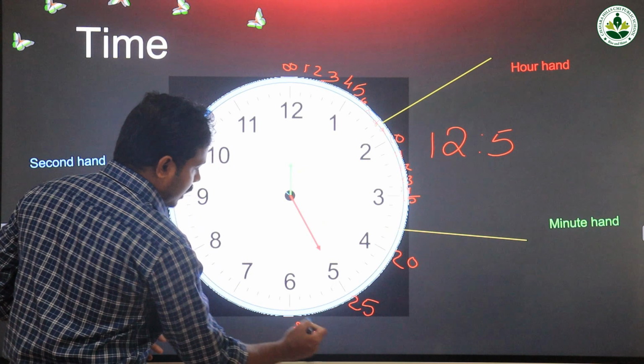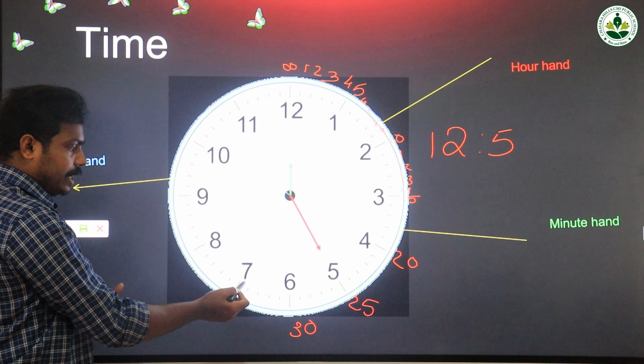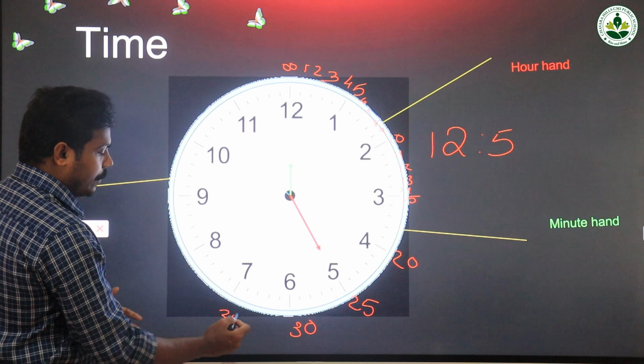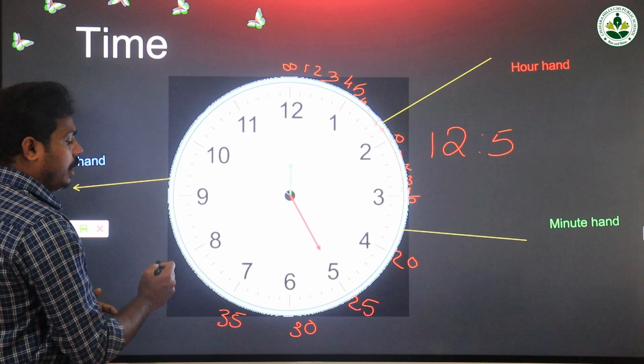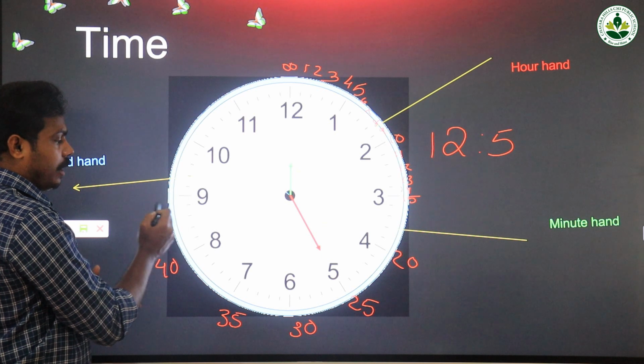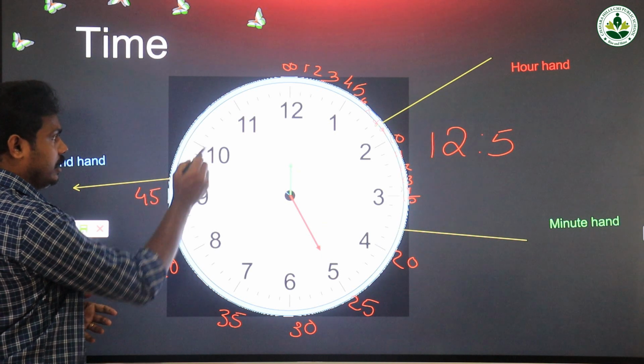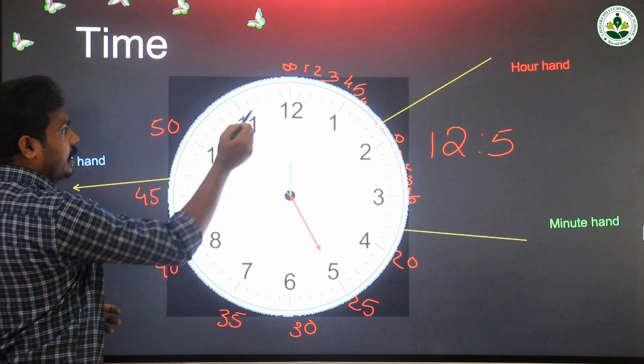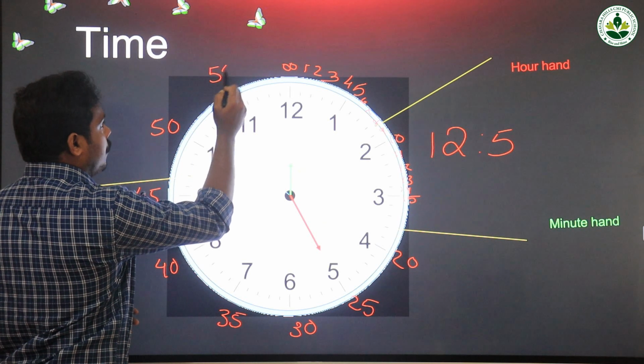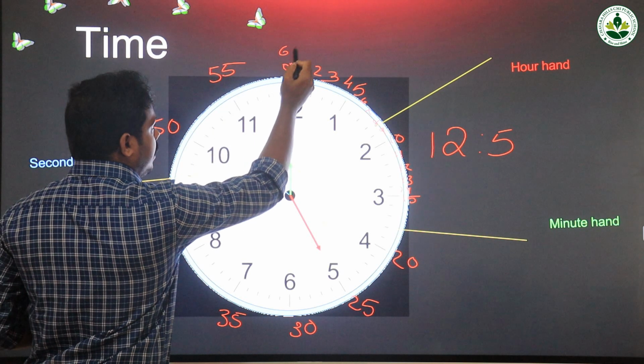6 means 30 minutes. And if the minute hand is on 7, it is 35. On 8, it is called 40 minutes. On 9, it is 45 minutes. On 10, it is 50. On 11, it is 55. And on 12, it is 60.